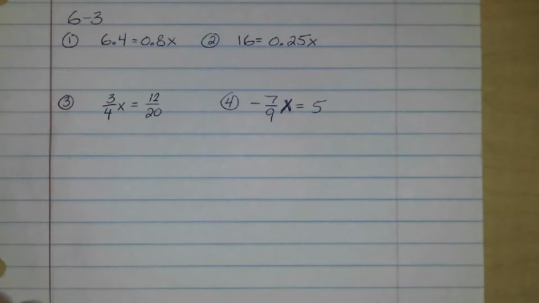Next, we have Chapter 6, Section 3, and this deals with rational coefficients. So basically, this is the part where we deal with coefficients that are either decimals or fractions. Let's take a look at some problems. Okay, so press play whenever you think you got these.